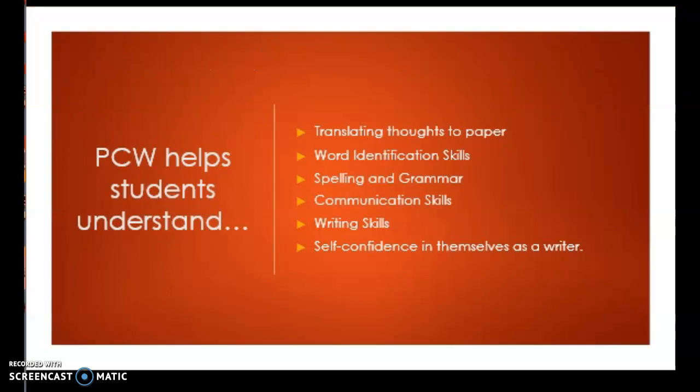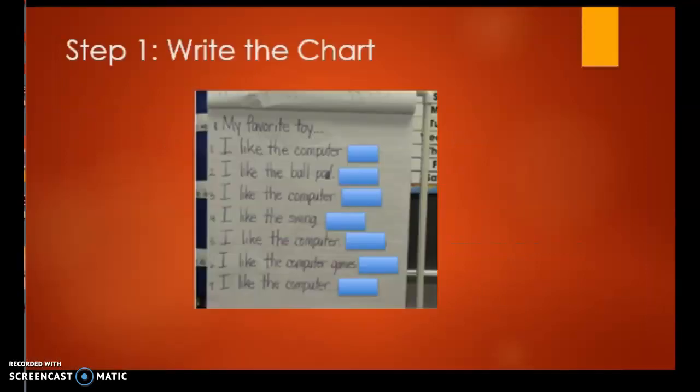So predictable chart writing, or PCW, helps students understand how to translate their thoughts onto paper, work on their word identification skills, work on spelling and grammar, work on communication skills and writing skills, and it can help them develop a self-confidence in themselves as a writer. So now I'll go through each step of predictable chart writing.